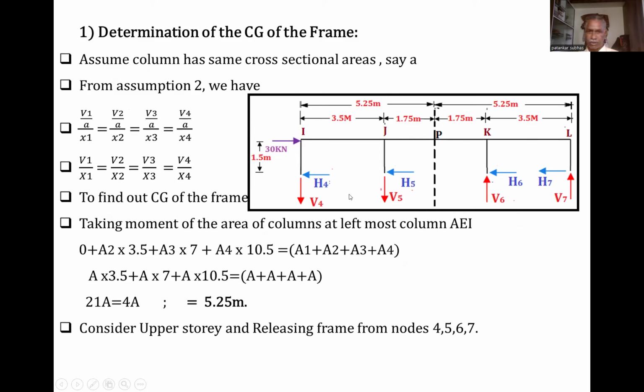Okay, so H4, H5, H6, H7, these are the horizontal forces. V4, V5, and this is the CG, the center of the section. As the frame is symmetrical, this is exactly the same, 5.25, 5.25. So on the left side of the section, the direction of V4, V5 is downward, and on the right side it is upward, because in this direction the frame may be in compression, and on the other side of the section it is in tension. Okay, so in this way we can find out the forces.